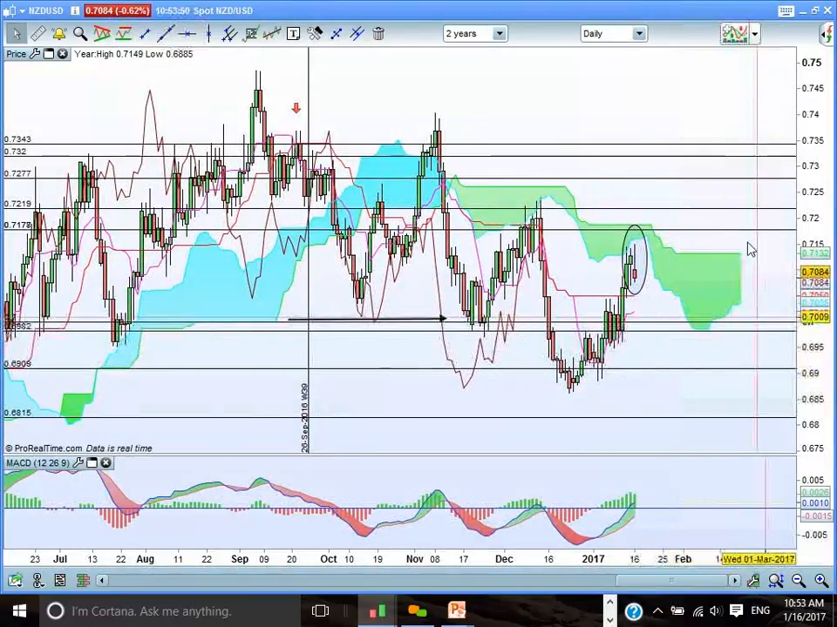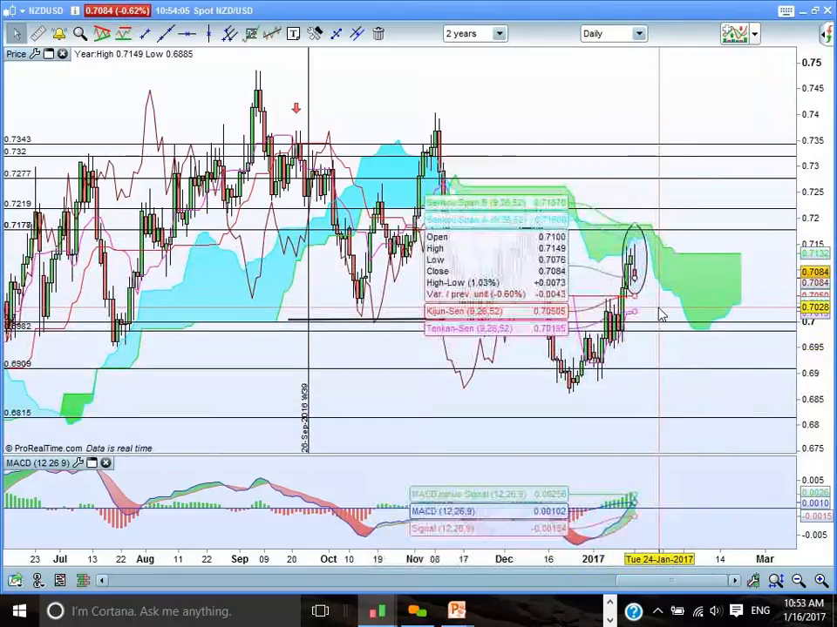But as you can see, the front end of the cloud is still showing more long-term downside, and similar to the AUD US dollar, we're fighting cloud chart resistance, so we could see a consolidation back to a 50% retracement of this entire move here. We could see consolidation back down to a 70.28 zone for support.